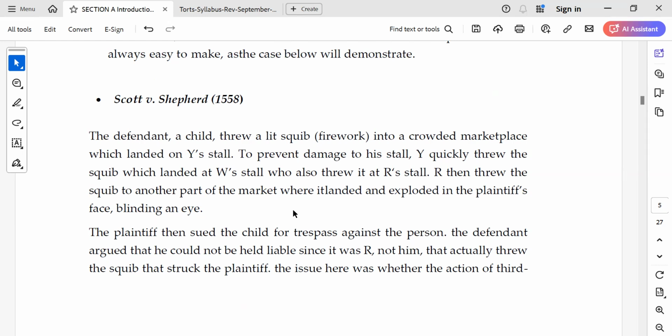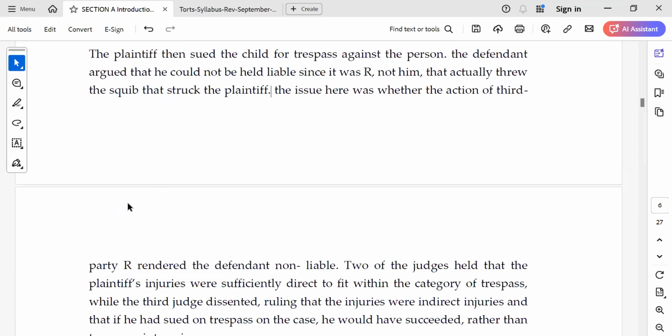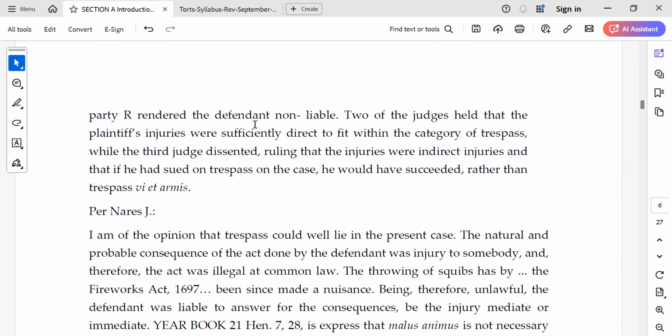That means there was injury to the body, so they sued for trespass against the person. The defendant argued that he could not be held liable since it was R, not him, that actually threw the squib that struck the plaintiff. So the direct harm concept comes here: R is the person who directly struck the plaintiff. The issue here was whether the action of third party R rendered the defendant non-liable. So whether the defendant here, the child, is non-liable because R did it.